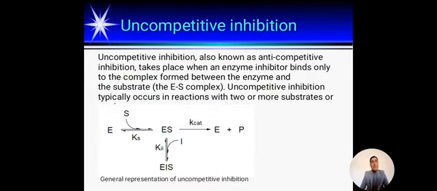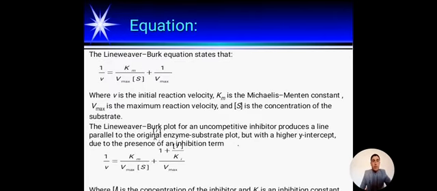Okay, the third one is uncompetitive inhibition. In uncompetitive inhibition, also known as anti-competitive inhibition, we can know from the reaction that it takes place when an enzyme inhibitor binds only to the enzyme substrate complex. Okay, equation for uncompetitive inhibition.